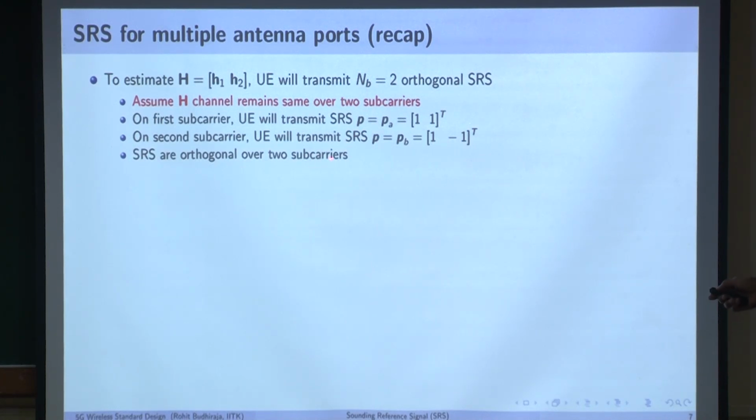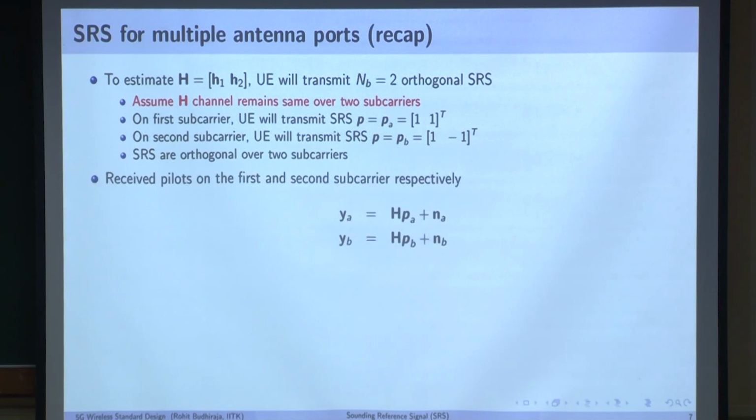So this SRS is orthogonal over 2 subcarriers. That's what is happening. And how are you using this fact? Assuming that this channel remains constant over 2 subcarriers, the received pilots on the first and second subcarrier look like this. This is our system model: Y_A is equal to H P_A plus N_A. This is our typical system model, Y is equal to H X plus N, where X is P_A, and this is the Ath or first subcarrier. This is the Bth or second subcarrier, where you are transmitting P_B.